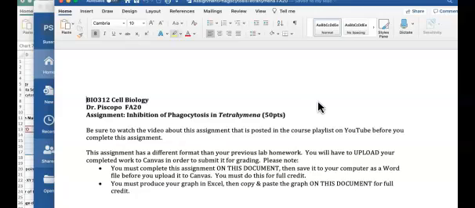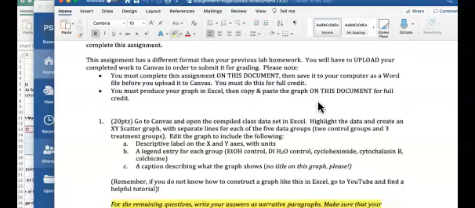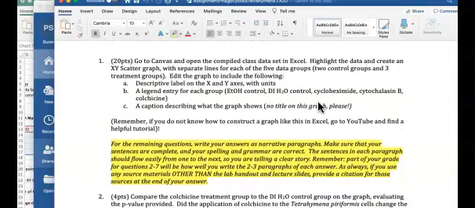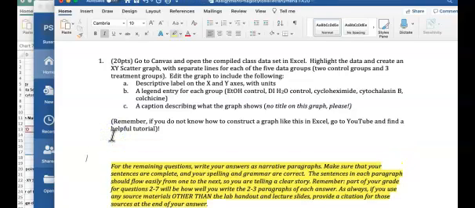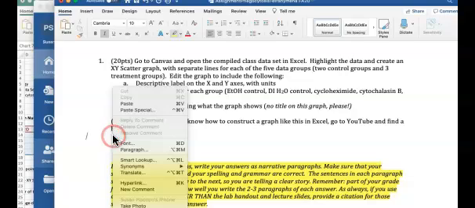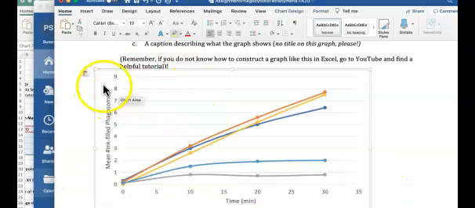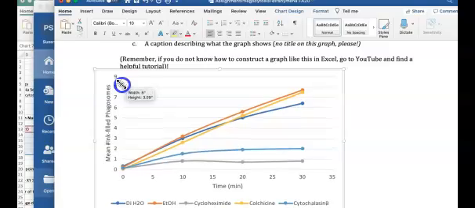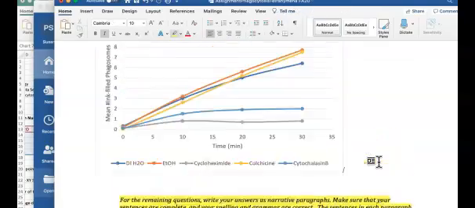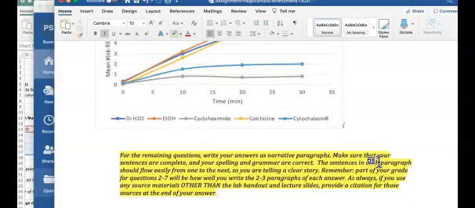Here I have opened up the assignment sheet in Word. I'm going to scroll down, and I'm going to paste my graph right here after question number 1. I'm just going to right-click and ask to paste. Here is the pasted graph. I'm just going to tweak it a little bit so it's a size that looks reasonable to me.